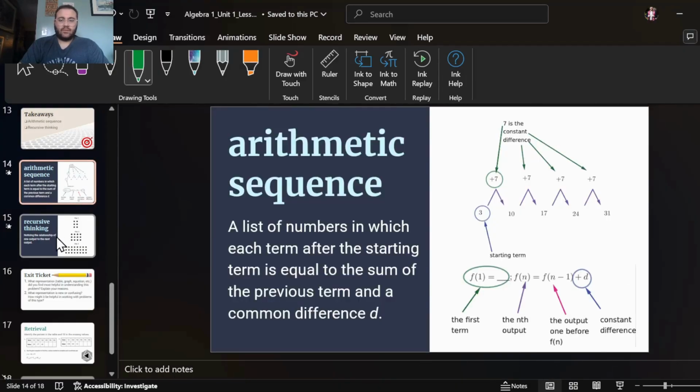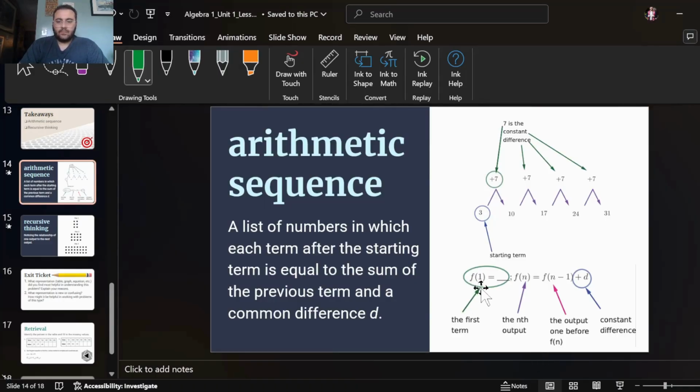And don't want to forget our vocabulary terms. So arithmetic sequence is a list of numbers in which each term after the starting term is equal to the sum of the previous term and a common difference. So 10, for example, is the sum of 3 plus 7. 17 is the sum of 10 plus 7. So the common difference here would be plus 7.